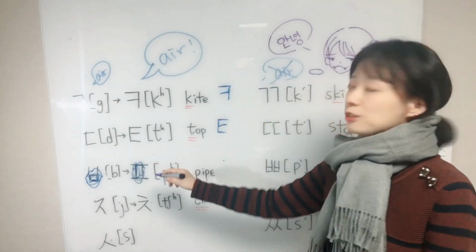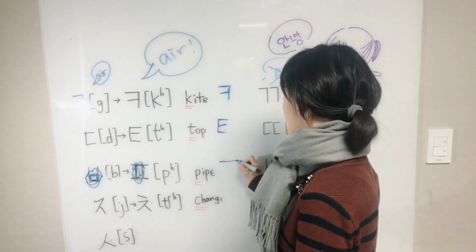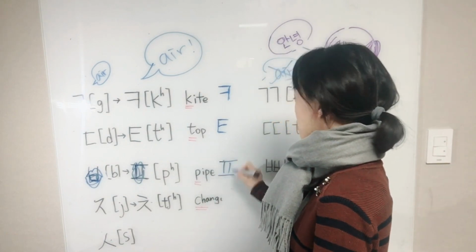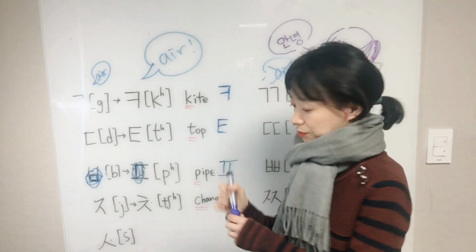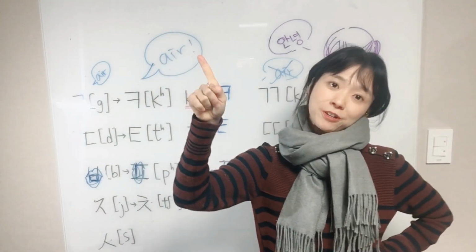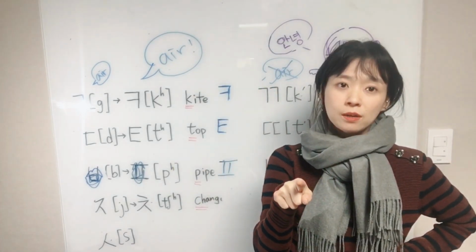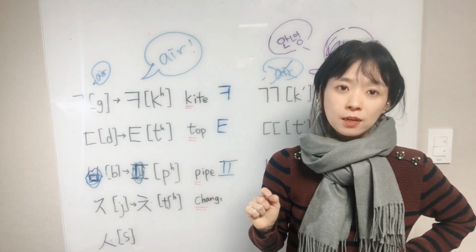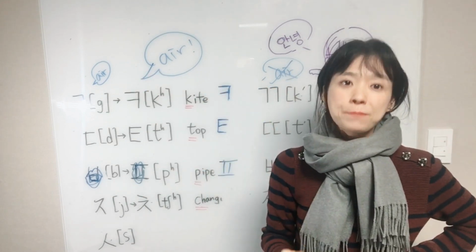So p as in pipe. So write like 1, 2, 3, 4. One more. 1, 2, 3, 4. So point your fingers. 1, 2, 3, 4. P.